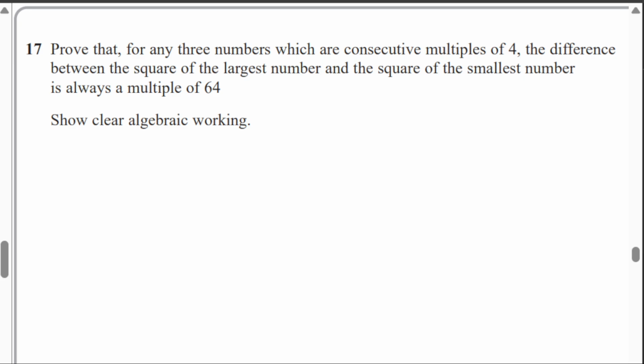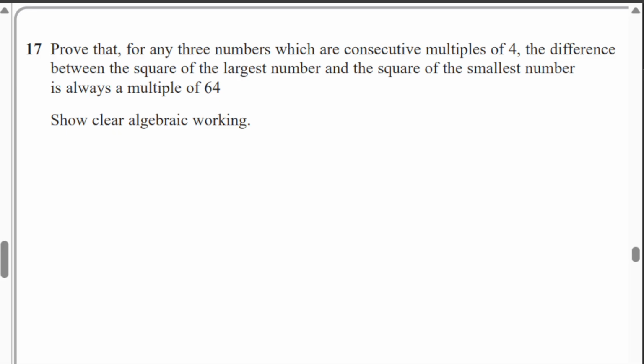Question 17 says prove that for any three numbers which are consecutive multiples of 4, the difference between the square of the largest number and the square of the smallest number is always a multiple of 64. This is a nice question. You can pause and try it.